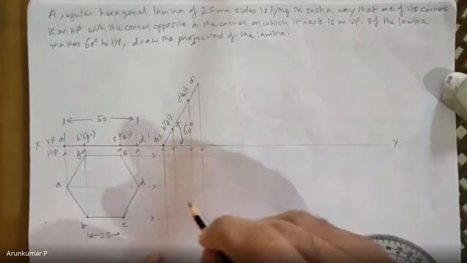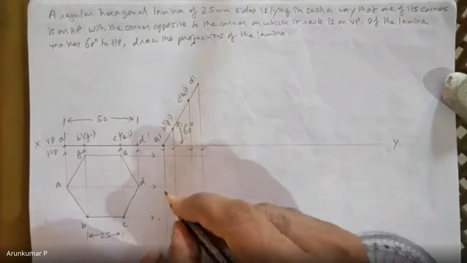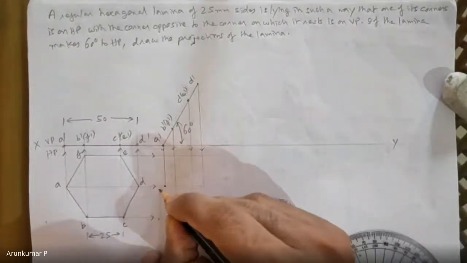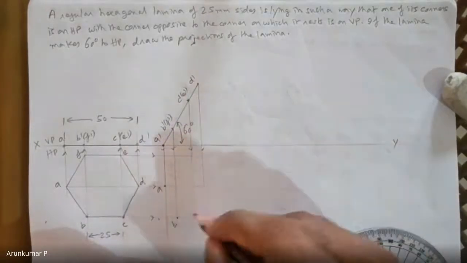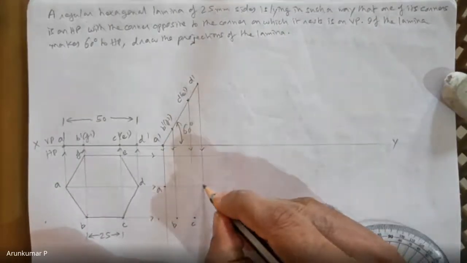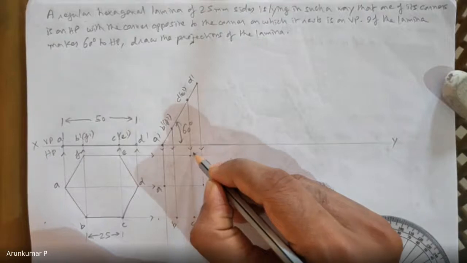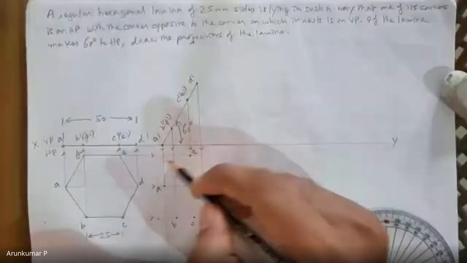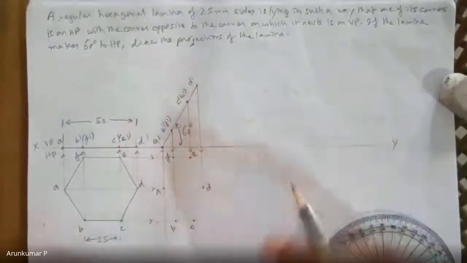Locate the intersection points. So A dash and A, this is A. B dash and B, this is B. C dash and C, this is C. D dash and D, this is D. E dash and E, this is E. F dash and F, this is F. Join them.